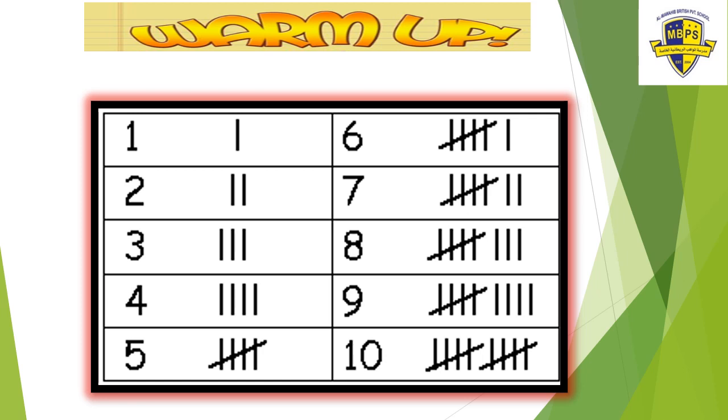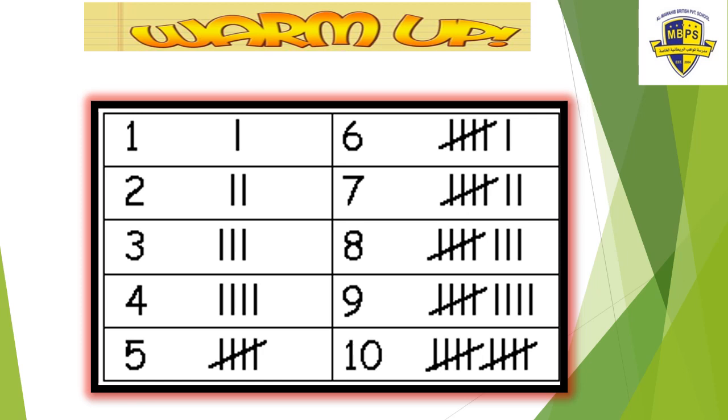Now when we go to number 7, again we have 1, 2, 3, 4. The 5th line will go across. And then how many lines more do you need? Now this is 5 and we need 2 more lines to make it 7. 5, 6, 7. Now number 8. Again we have 1, 2, 3, 4 standing lines. The 5th line will go across. So we have 5. Now we need to make 8. So after 5, we need 6, 7, 8. 3 more standing lines.